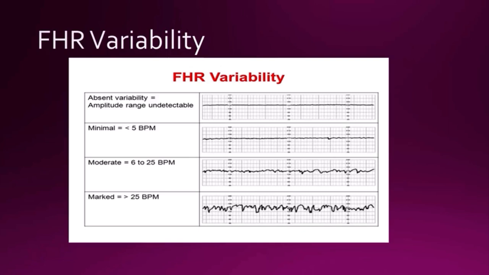I'm going to give you the numbers first, and then we're going to go back and talk about it again. Absent variability is going to be 0 to 2 beats of fluctuation in the heart rate. Just write it down first, and then I'm going to give you some examples. So 0 to 2 for absent, just so there's no overlap. For minimal, we're going to do 3 to 5 beats per minute. For moderate, we're going to do 6 to 25. And for marked, we're going to do greater than 25 beats per minute.